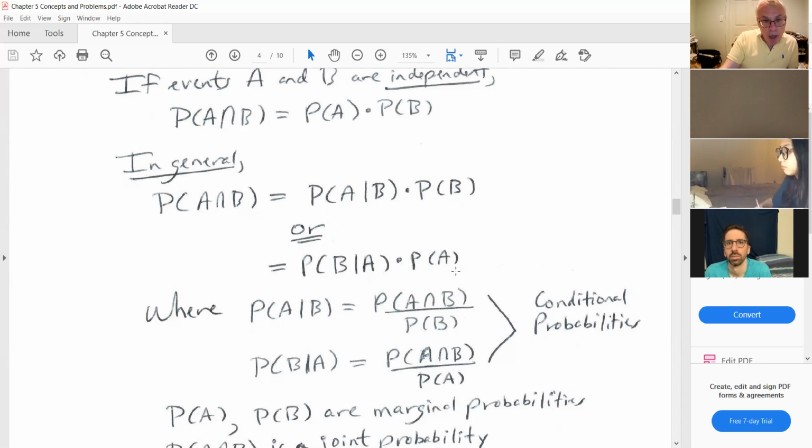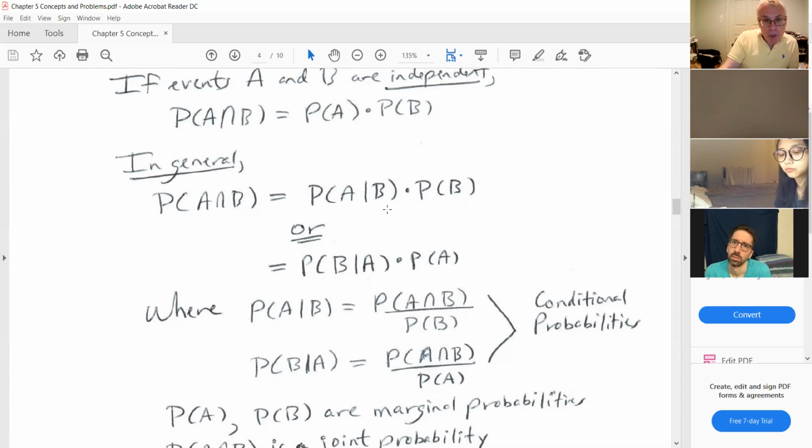And it says where, and here are the conditional probabilities. I hope you can see this, right? Conditional probability, the numerator stays the same in both equations, but what's after the bar tells you what the marginal probability is in the denominator. It's B in this case, and it's A in this case here.